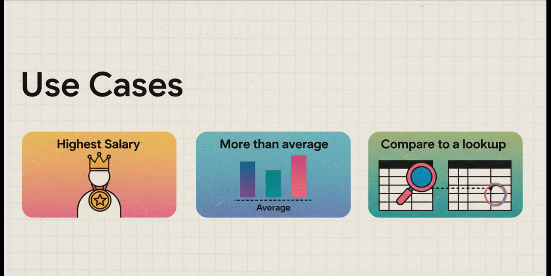So where are you actually going to use this? Oh, everywhere. Finding the one employee with the top salary? Check. Getting a list of everyone who earns more than the company average? Yep. Or just looking up a single value in one table to use as a filter in another? Classic, everyday stuff that subqueries make super elegant.